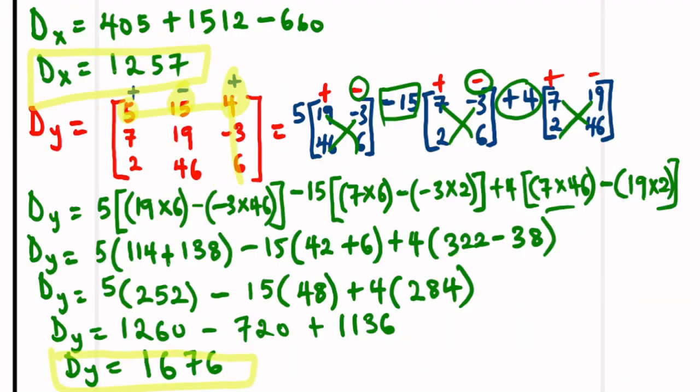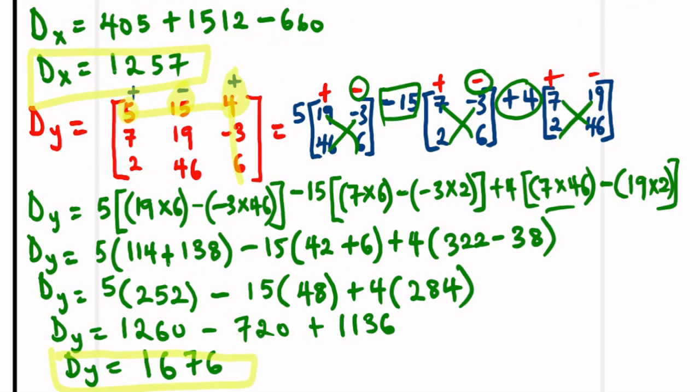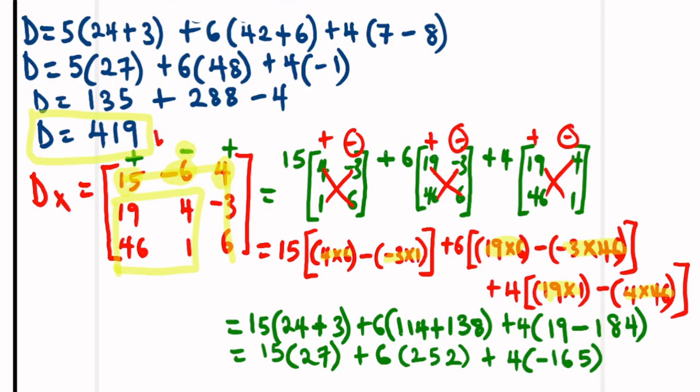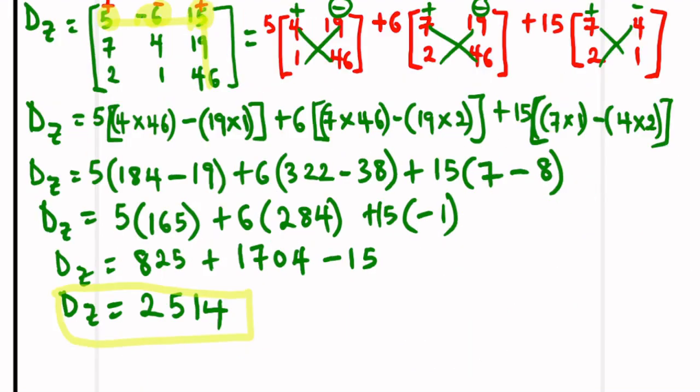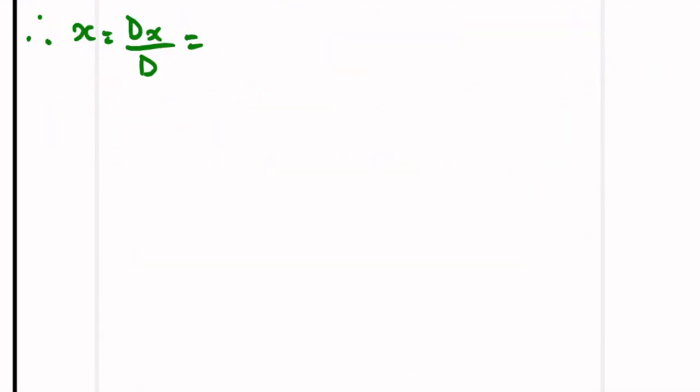Now let's get the value of x. So therefore, x is equal to the determinant of the coefficient of x all over the normal determinant. Now let's go back to see what the value is. The determinant of the coefficient of x is 1257 and the normal determinant is 419. So now let's go back to put it in the value. So we'll have 1257 divided by 419. Our value here, when I divided this, we got 3.